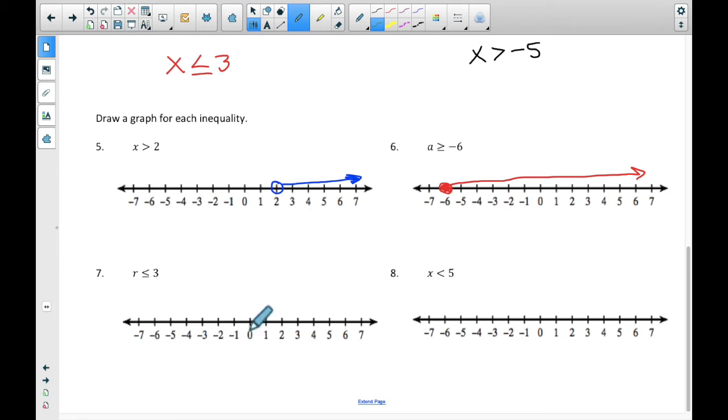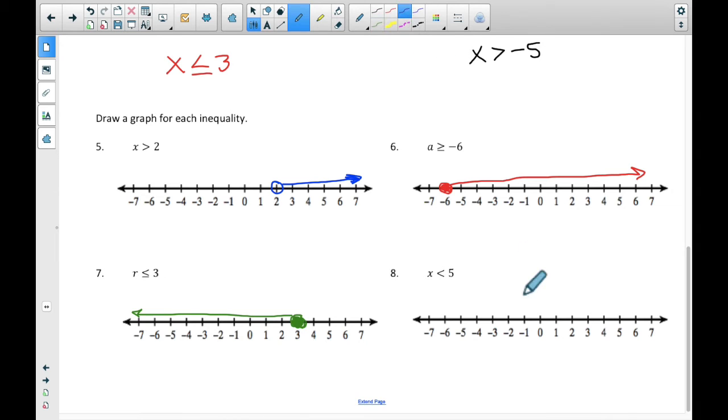Go to 3, put an open dot. I have to look. Oh, I'm supposed to close it in because it has an equals. So I close it in, fill it in. Points to the left, so I draw it to the left. And that's my R. R is less than or equal to negative 3. Everything less than or equal to negative 3. And the reason we fill it in is it includes this too. That's why it's solid, okay?